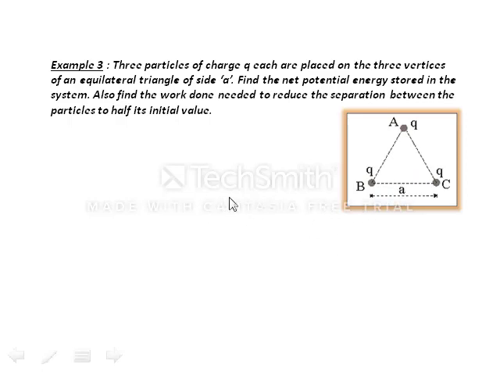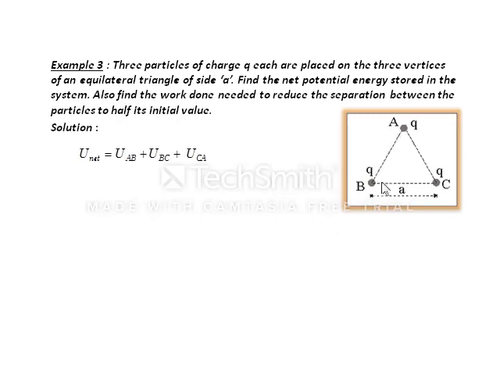Anyhow, the initial energy of the system comprises three pairs of particles: AB one pair, AC another pair, BC another pair. So there are three pairs, and hence there will be three terms of energy. So the net energy is the interaction energy of AB, BC, CA, three pairs. Now AB and BA, we don't need to take BA, it's the same thing.